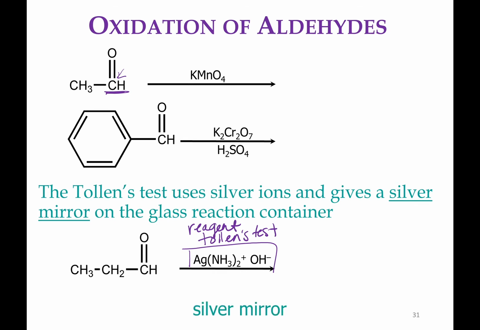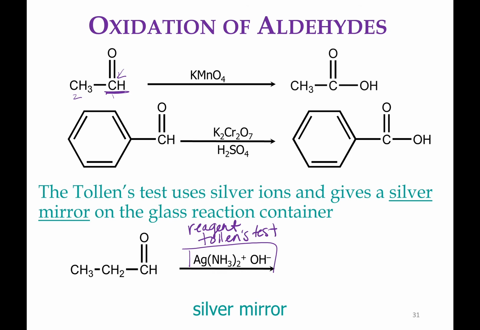So here we had ethanal to produce ethanoic acid. Here we have benzaldehyde producing benzoic acid. And here we have propanal producing, this one is negatively charged. It's not an acid in this case.